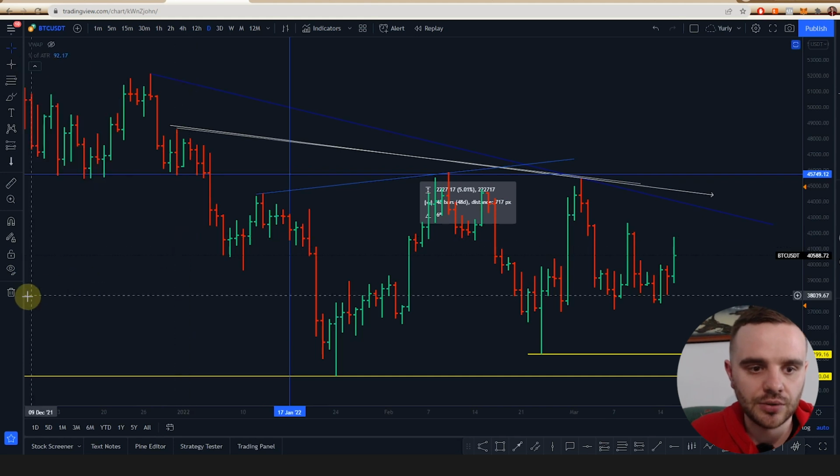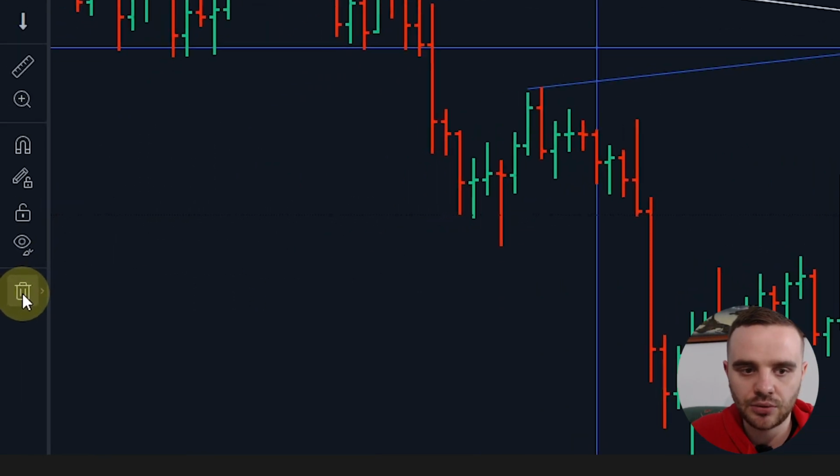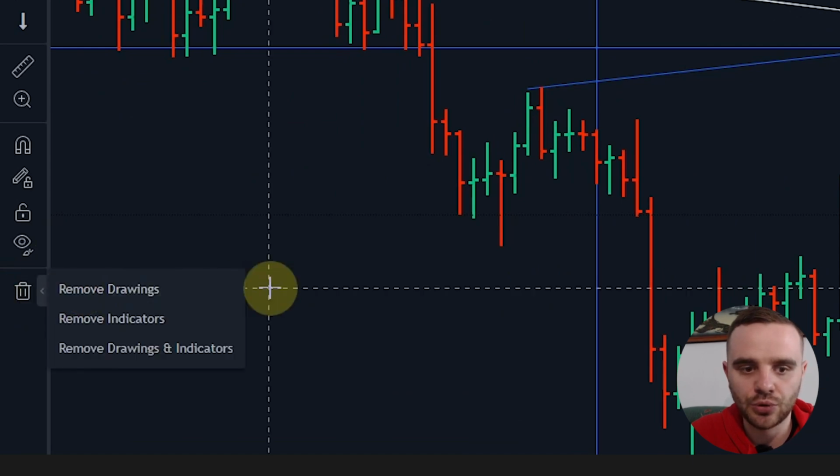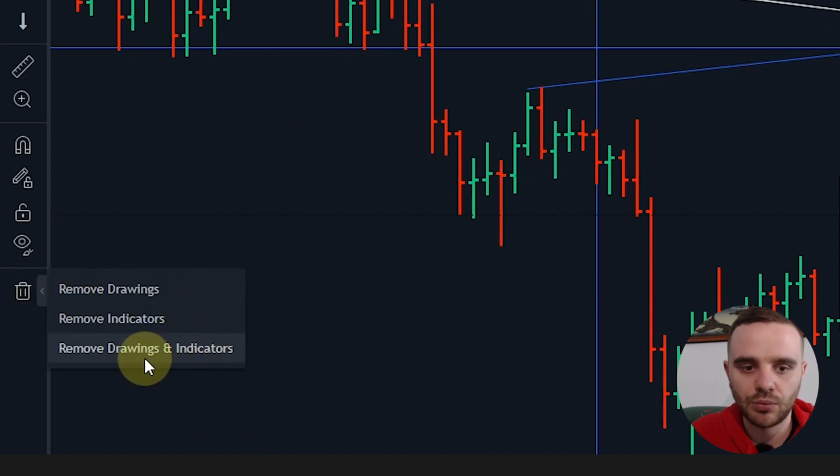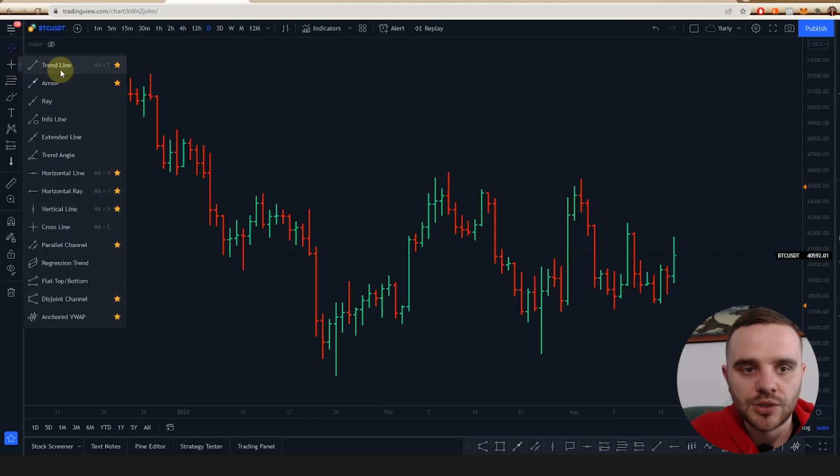What I personally use. First, how to delete all of this. Just by this one, you delete everything. Remove drawings, remove indicators, remove drawing and indicators, remove drawing. What I personally use, I use this one, trend line, even arrow, I don't need it, horizontal line, horizontal ray, vertical line, parallel channel, just in channel, and crossed VWAP.